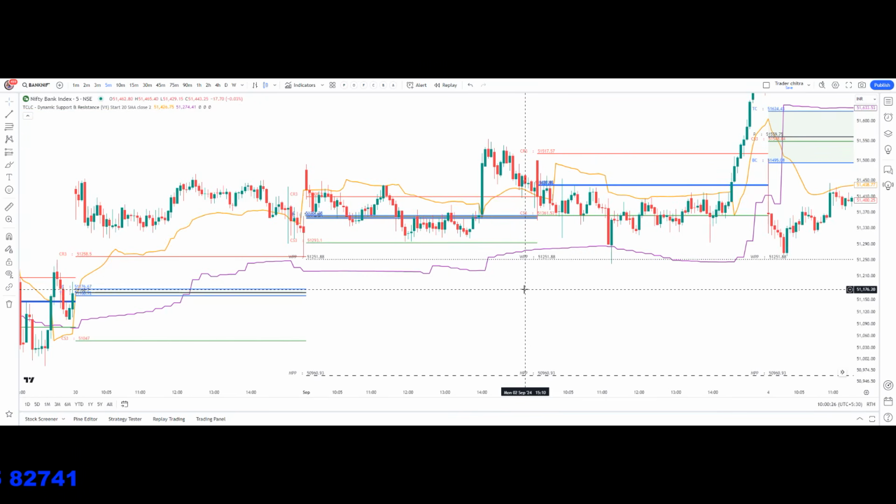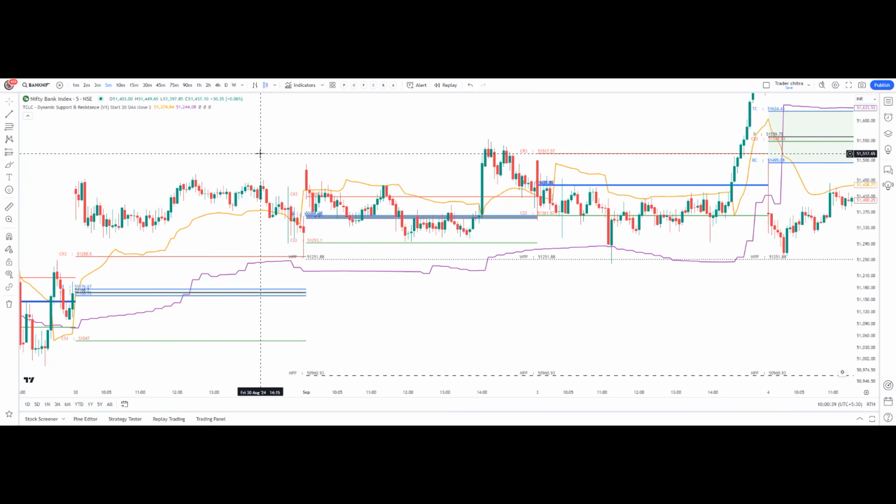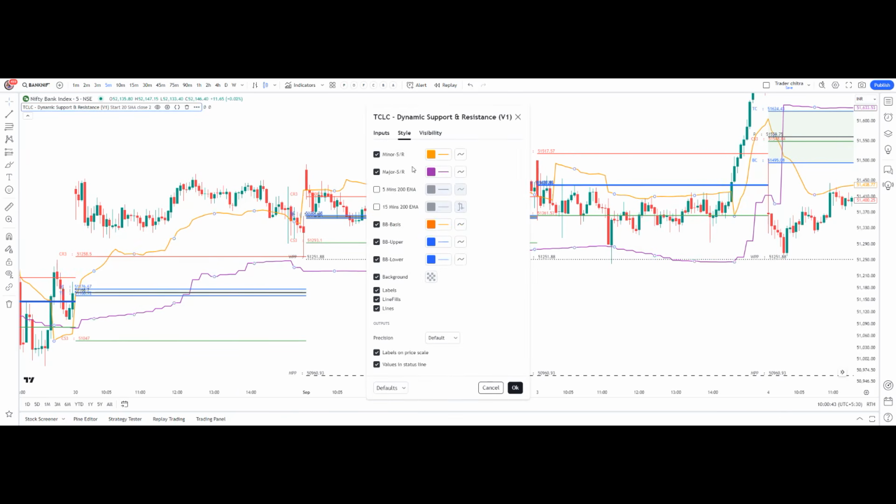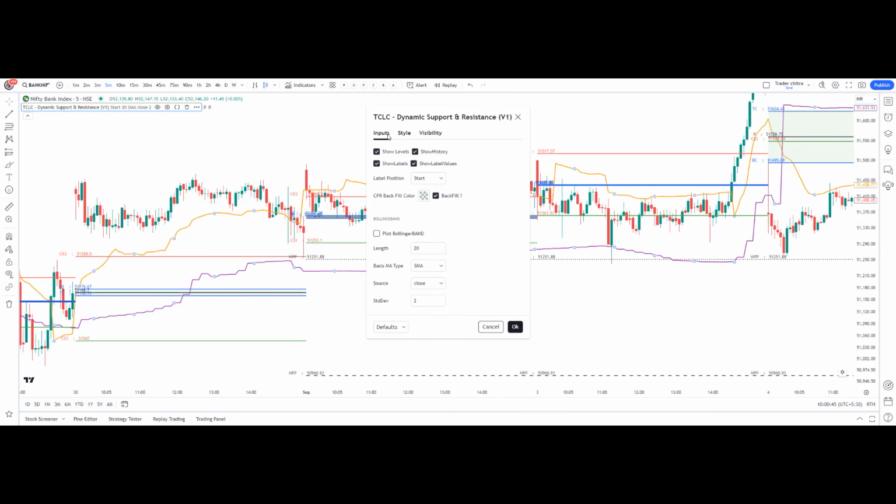Okay. So till now we have learned what the dynamic support and resistance level is. Now this is the Bank Nifty 5 minutes time frame chart. This TCLC dynamic support and resistance level indicator is developed by me. Once you go to the settings, under the input levels, you can see show levels, show history. Show levels means we can see here CR3, CS3.